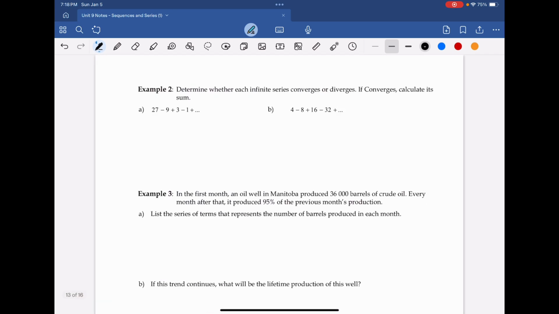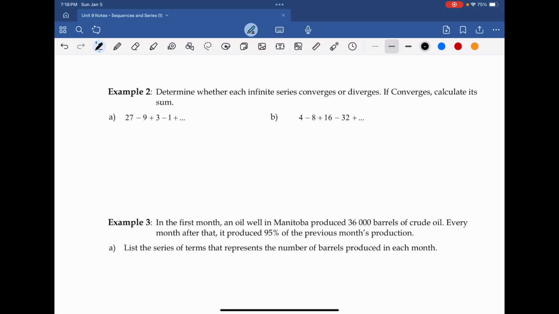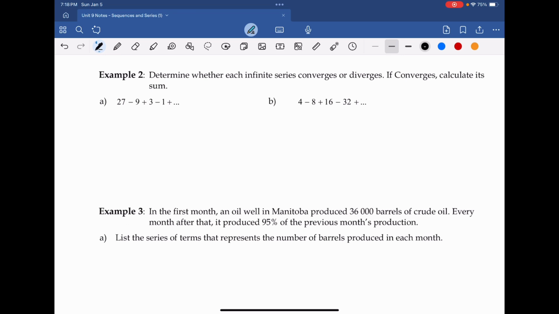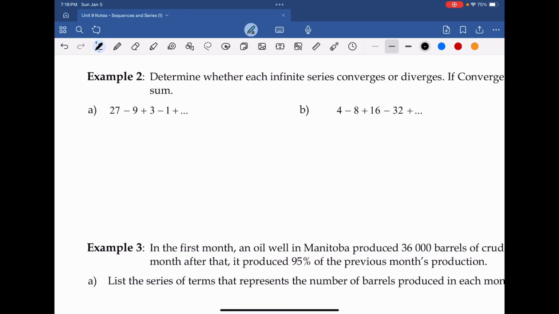All right, now let's go to our next page here. Determine whether each of the infinite series converge or diverge. If it converges, calculate the sum. So very similar to what we did on the previous page, just a little bit more applied and a little less guided on our aspect. So first and foremost, we want to figure out what the ratio is, right? The common ratio is equal to any two consecutive terms divided. So I'm going to take term 2 divided by term 1. This ends up giving us negative 1/3.